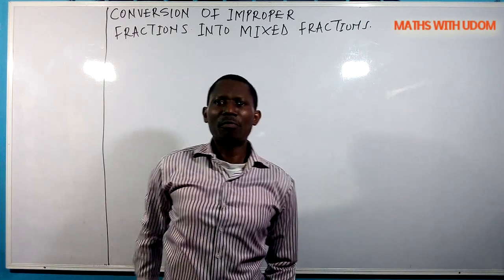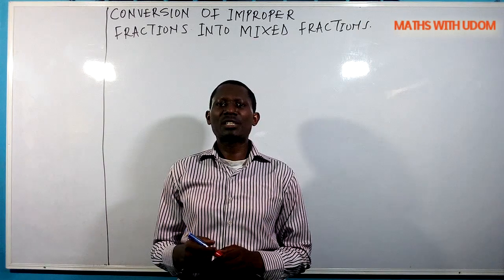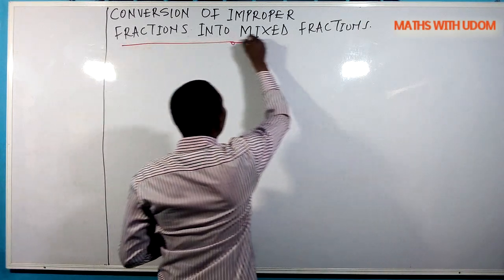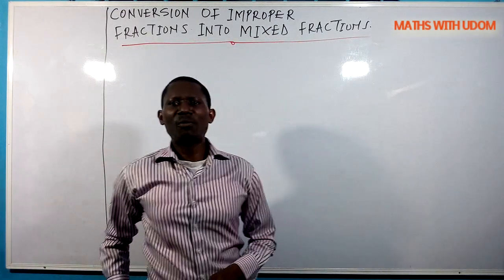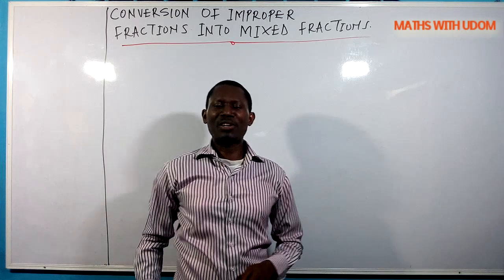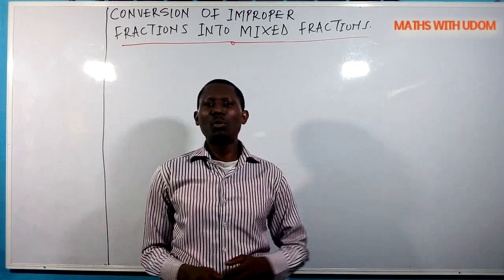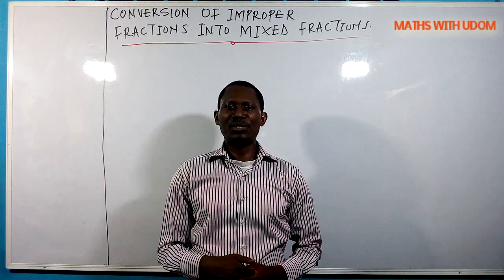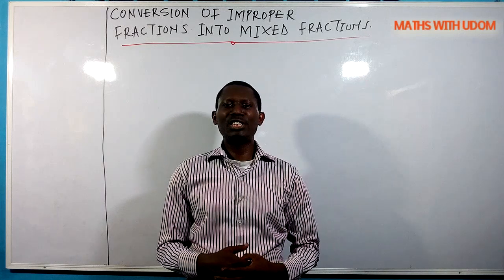Conversion of improper fractions into mixed fractions. To convert, well, what is an improper fraction? Let's start from there. An improper fraction is a fraction whose numerator is bigger than the denominator. The numerator is bigger in value than the denominator.